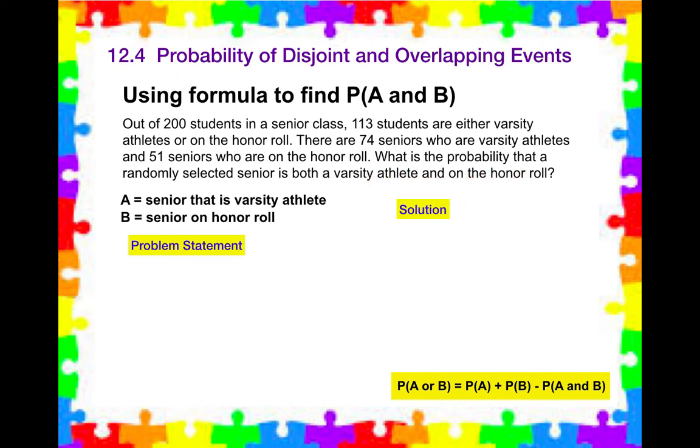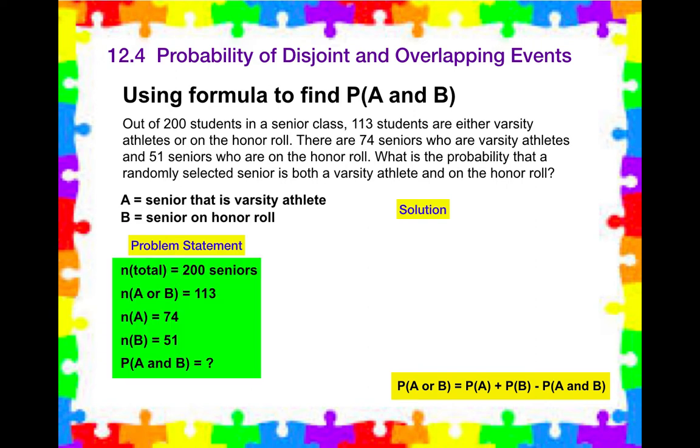So let's take a look at the way that we could solve this problem. First of all, the total number of seniors is 200. The total number that are varsity or on the honor roll is 113. We know the number on the varsity team is 74, and that there are 51 on the honor roll. But we don't know what the overlap is. What is both A and B, varsity and honor roll?